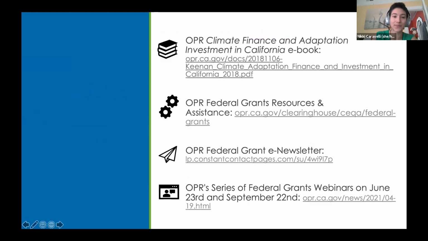Next slide, please. Couple final resources to highlight. A couple years ago, ICARP worked on a climate finance and adaptation investment in California ebook. We also at OPR have a federal grants resource. So you can sign up for a newsletter and receive, I think it's weekly updates on federal grant opportunities coming out of the Fed. And there's also a number of different webinars that we coordinate and partner on and publicize through that program. Next slide, please.